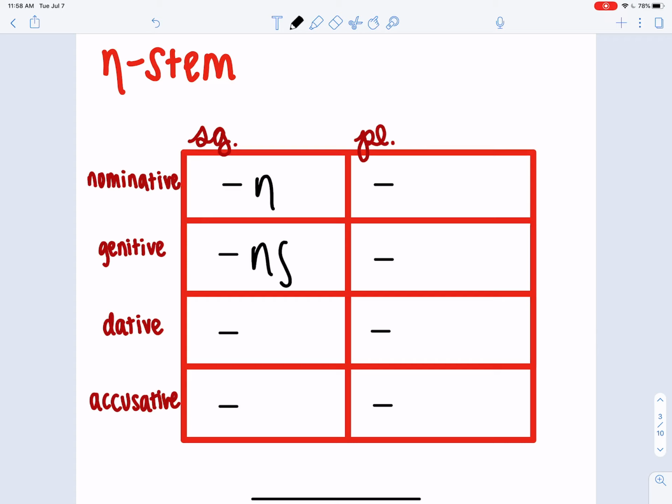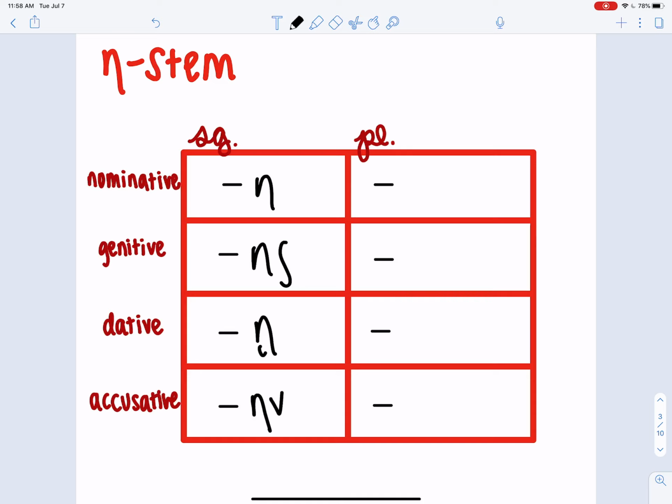Dative is an eta with an iota subscript. And the iota subscript is placed in the equivalent place on the eta as on the alpha, so right under it and facing to the right. And then accusative is eta nu.